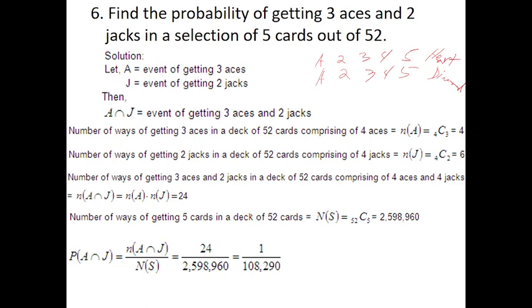No? Okay? So, I hope you understand. No? So, number of outcomes in the event, the event A and J, no? Over total number of outcomes in the sample space. Okay? So, we can proceed now.